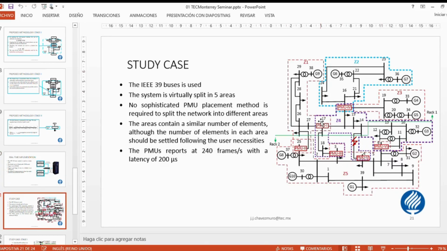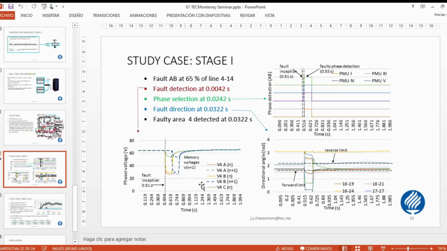This is a system with 39 buses. It's a well-known system, that's why we use it. And we split it with 5 different PMUs and 5 areas. And we make a fault here. We detect the fault at this time. Then we make the phase selection at this time. Then we make the phase direction with the angles. This is where we have the forward and reverse limits. With that, we determine the area under fault.